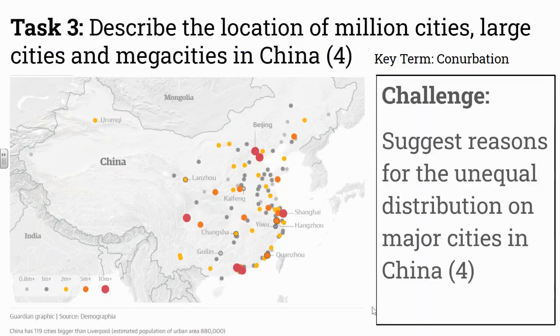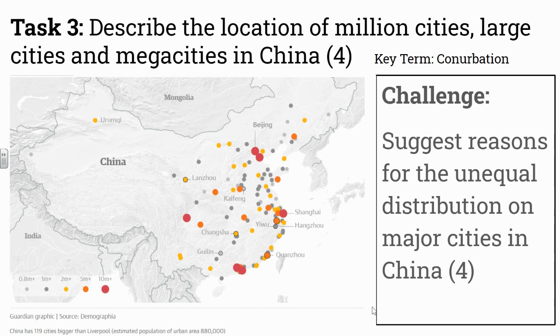And then the final task for today's lesson just shows you a map of what I was talking about a minute ago, this idea of core China, which is like the urbanized, richer part in the east and the poorer rural part in the west. So I want you to try and describe the location of where these large million cities and large megacities are in China. And then I want you, if you've got time, as part of the challenge, to suggest reasons for the unequal distribution of cities in China. So you might talk about rural to urban migration.